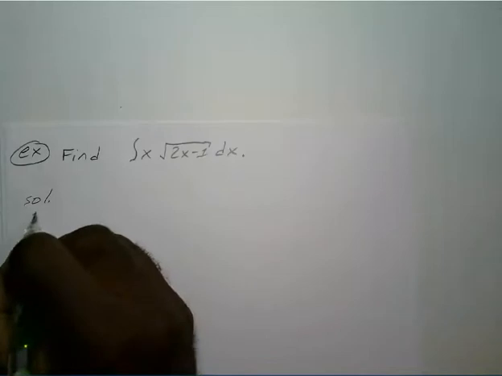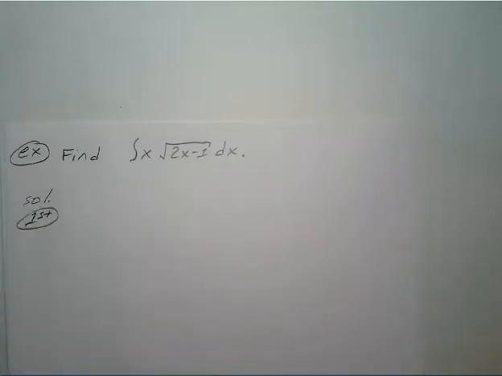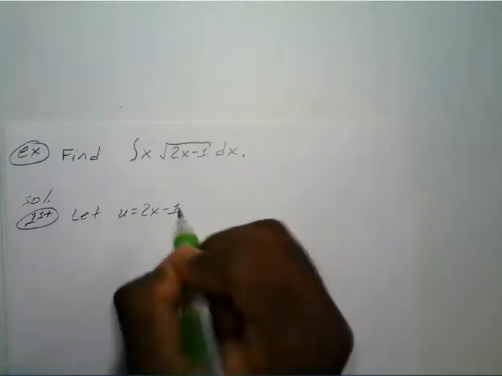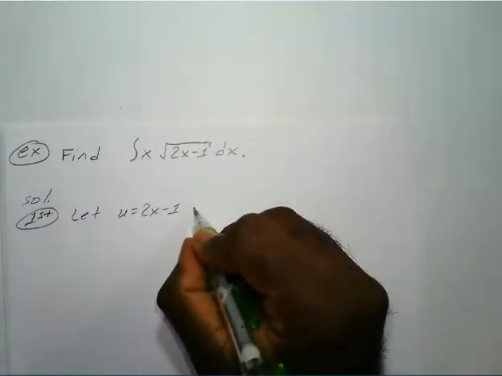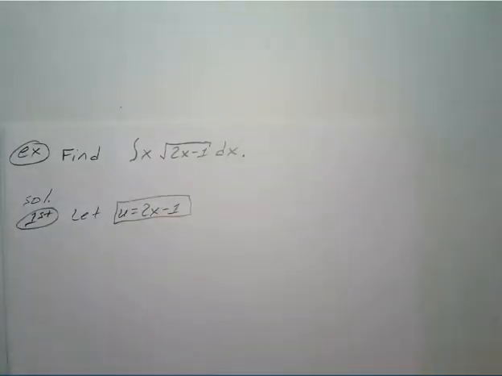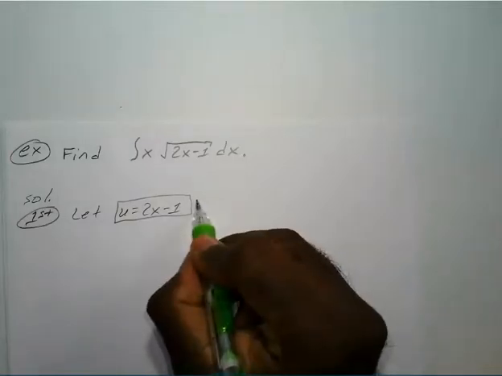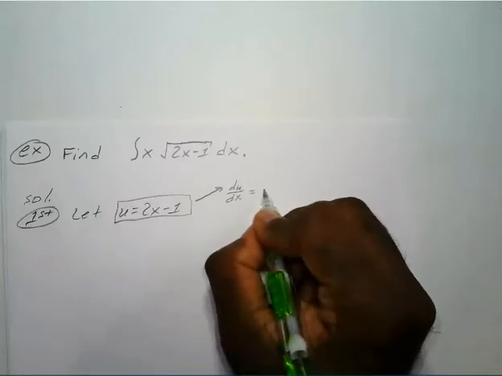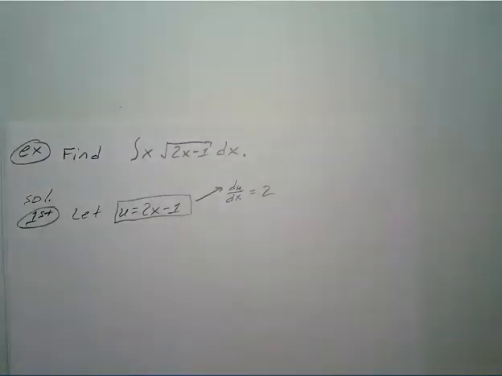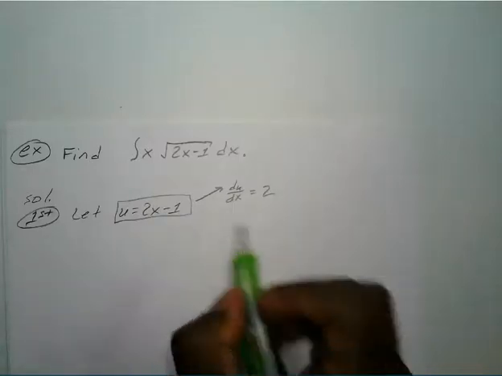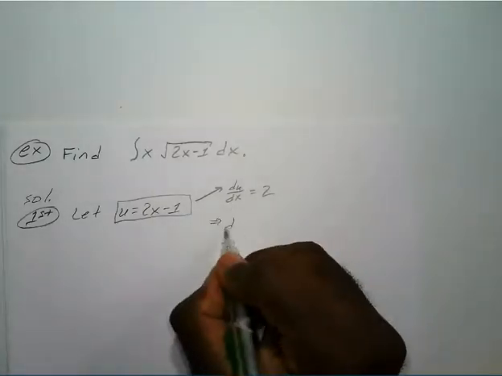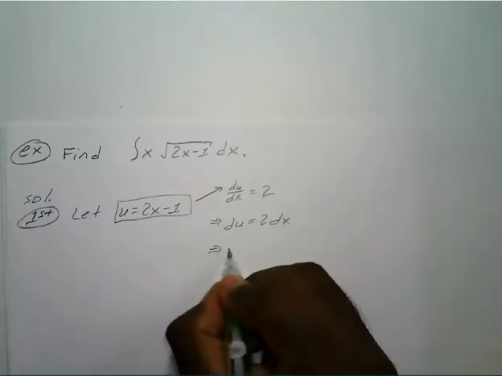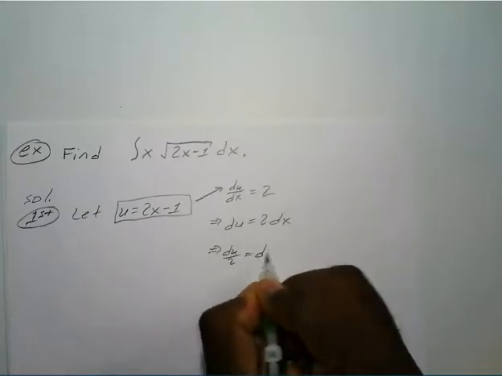With this, we're going to start off the same way we did. We're going to let u equal 2x minus 1. And again, we're going to draw a little square around it. And the derivative of u with respect to x is going to equal 2. Now to find the differential, you have du equals 2 dx. Divide both sides by 2. We have du over 2 equals dx.